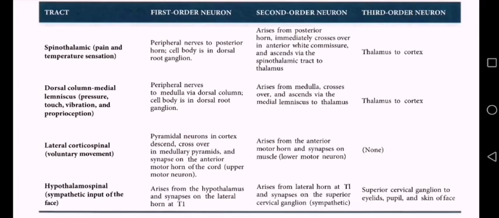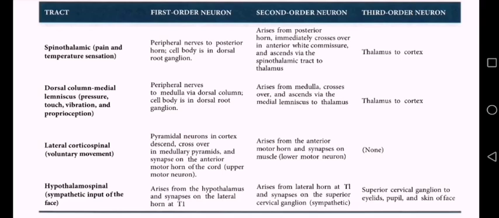Let's go with the flow and move on to the third tract. The first order neuron goes from pyramidal neurons in the cortex, descends, crosses over in the medullary pyramids, and synapses on the anterior motor horn; this is called the upper motor neuron. The second one arises from the anterior motor horn and synapses on muscle, which is the lower motor neuron. And the third one, of course, there is none.